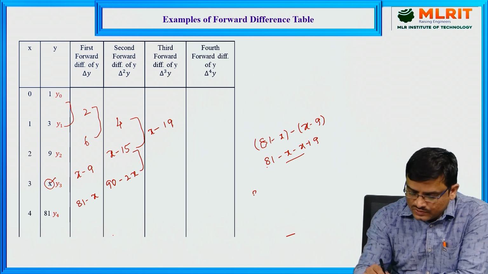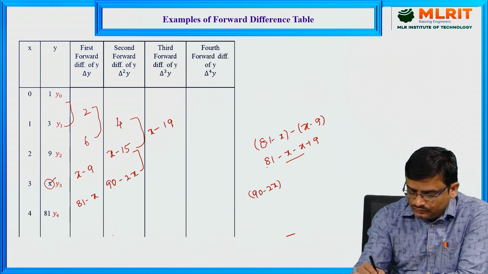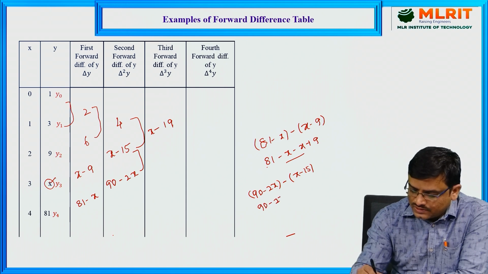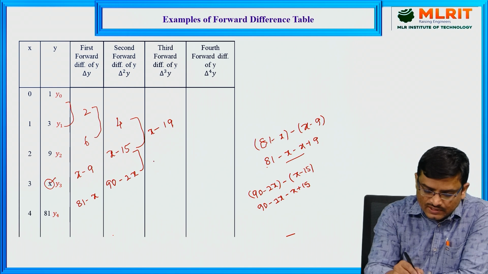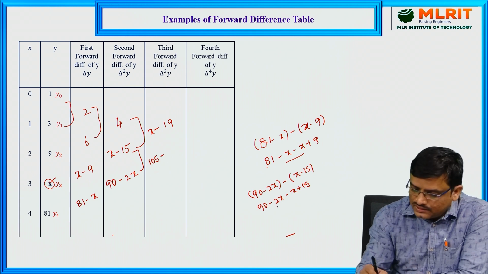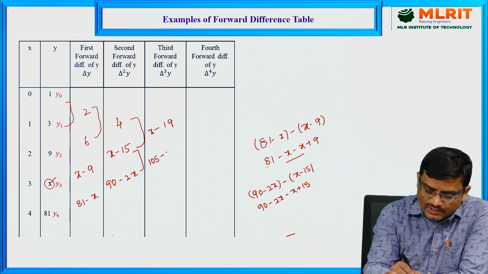Once again you find this difference here. So 90 minus 2x minus of x minus 15. So you will get 90 minus 2x minus x, minus of minus is plus 15. So 90 plus 15, you will get 105 minus 2x minus x, you will get minus 3x.